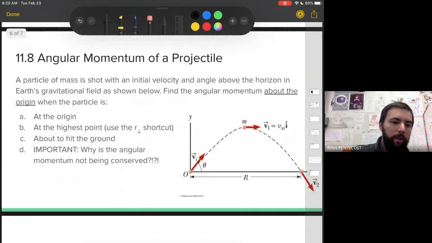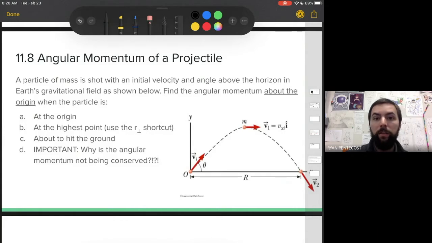All right, last one here. This is where we're going to use that perpendicular trick. So we have the angular momentum of a projectile. A particle of mass is shot with an initial velocity and angle above the horizon in Earth's gravitational field, as shown below. A lot of information there. Find the angular momentum about the origin.